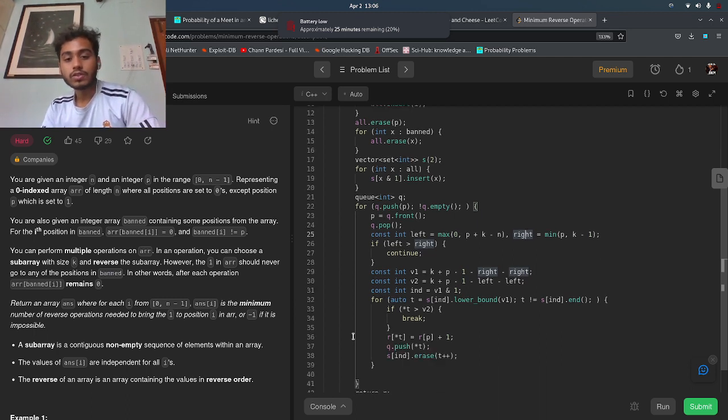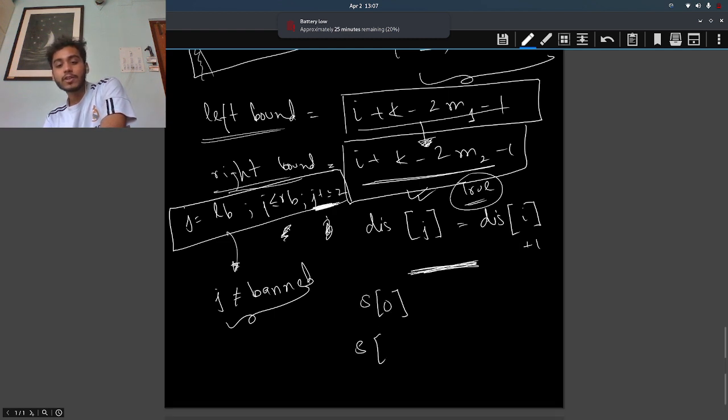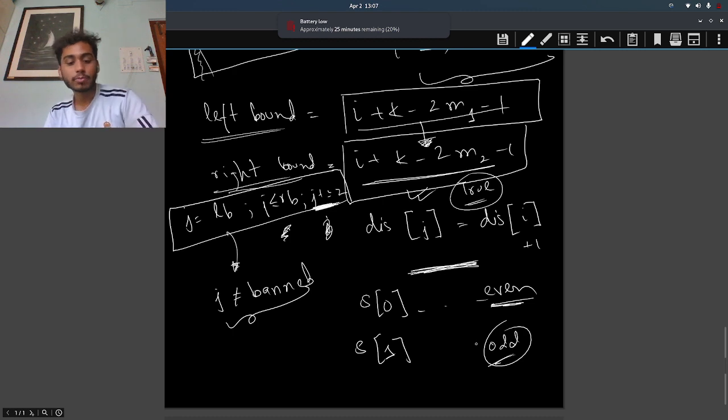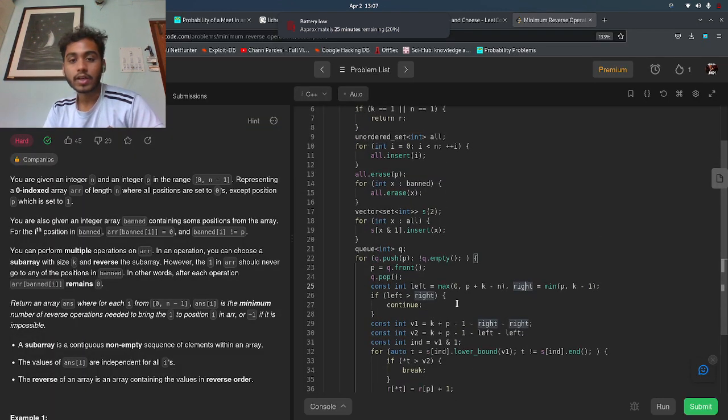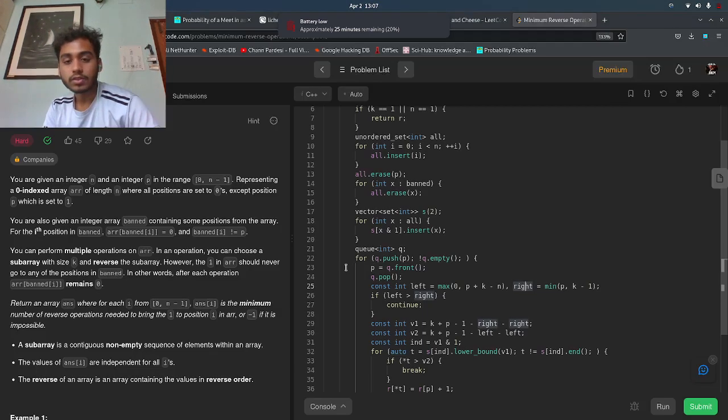Okay, so now I'll tell you how exactly we will iterate over this array, right? Like how will we go from left bound to right bound, how will we iterate? Initially we create sets S0 and S1, and we put all the even indices which are not banned, and all the odd indices which are not banned, in these. And that's all.